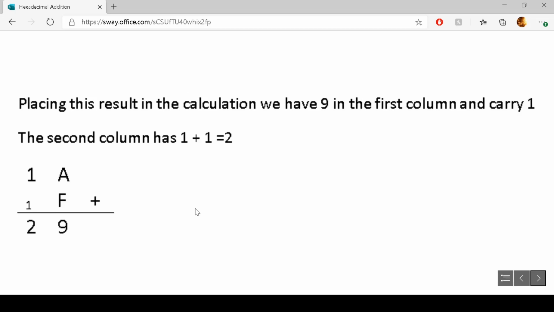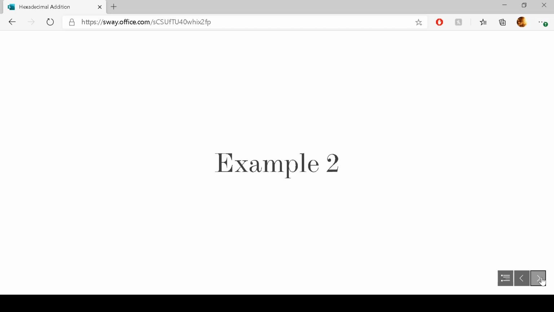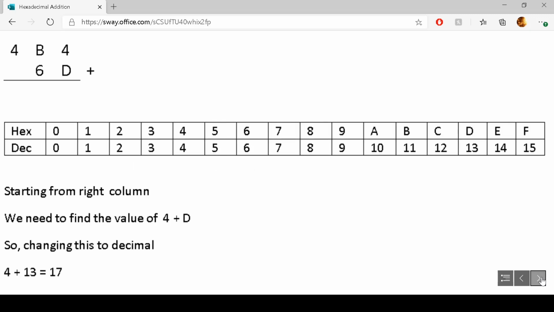Okay, so placing the 9 in the column here, we carry the 1. And then in the second column, we have 1 plus 1. 1 plus 1 is 2. So the result of our calculation is 29. So what we'll do is we'll have a look at our second example now. So the second example, we have 4B4 plus 6D.